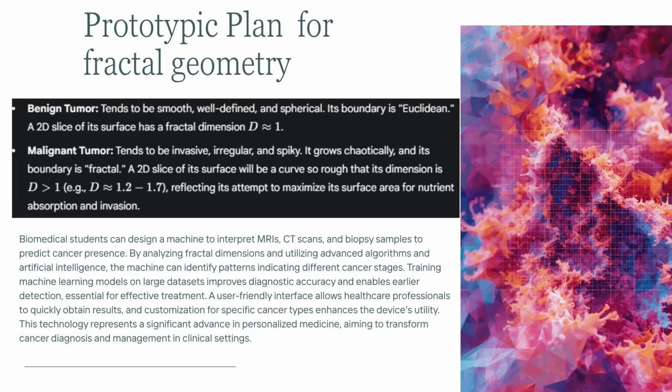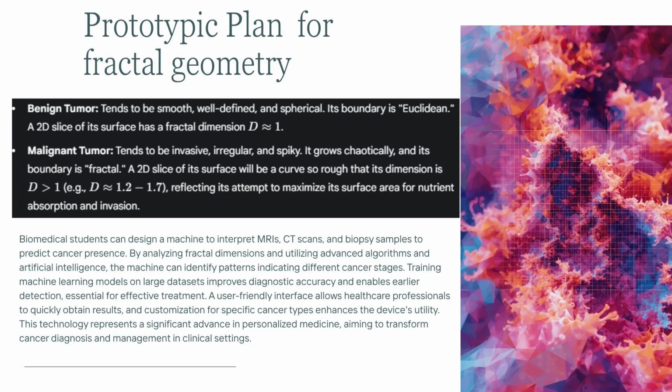A malignant tumor, on the other hand, is invasive, irregular, and spiky. It grows chaotically, and its boundary is fractal. This isn't random. The tumor is actively trying to maximize its surface area for nutrient absorption and to invade the surrounding tissue. Because of this high complexity, its fractal dimension is significantly higher, greater than 1. Typically, we see values in the range of 1.2 to 1.7. This clear mathematical difference is what we want to exploit.